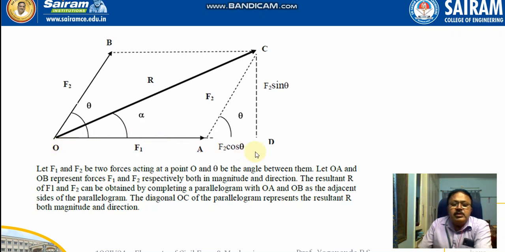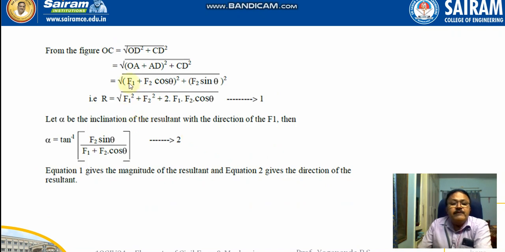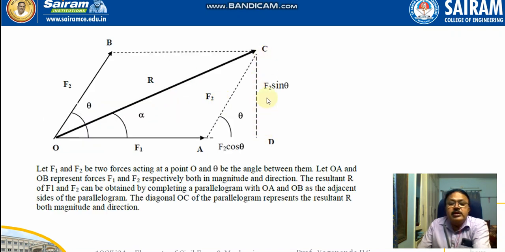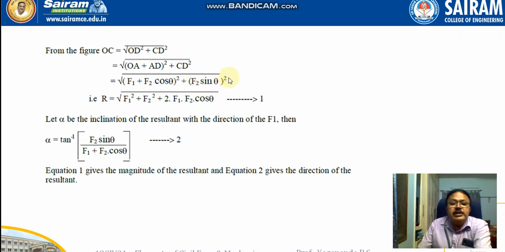So I am writing OD as OA plus AD. That is nothing but F1 plus F2 cos theta, the whole square. Then CD is nothing but F2 sin theta, so it is F2 sin theta square here. Expanding this F1 plus F2 cos theta whole square as F1 square plus F2 square cos square theta plus 2 F1 F2 cos theta.